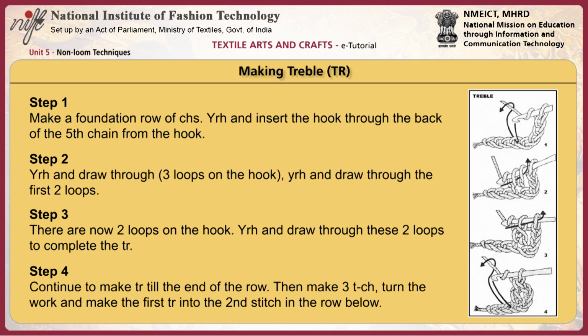Continue to make treble till the end of the row. Then make 3 turn chains, turn the work and make the first treble into the second stitch in the row below.